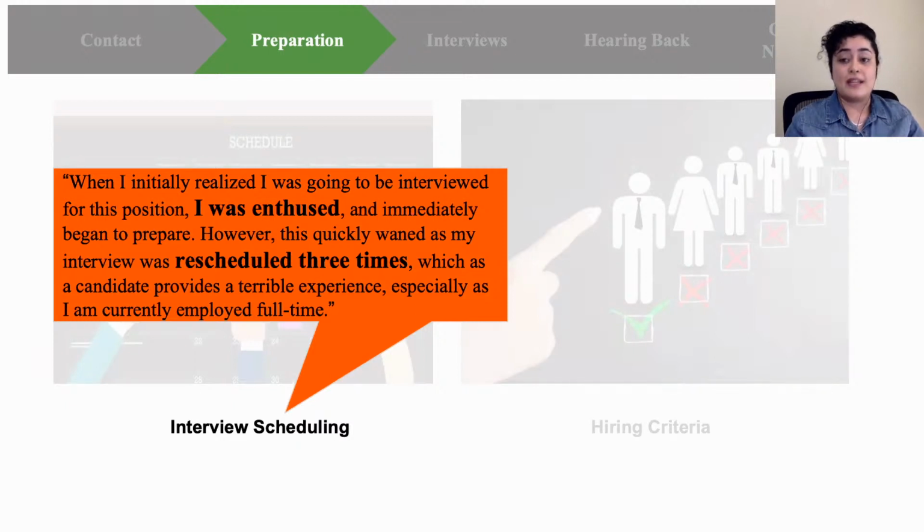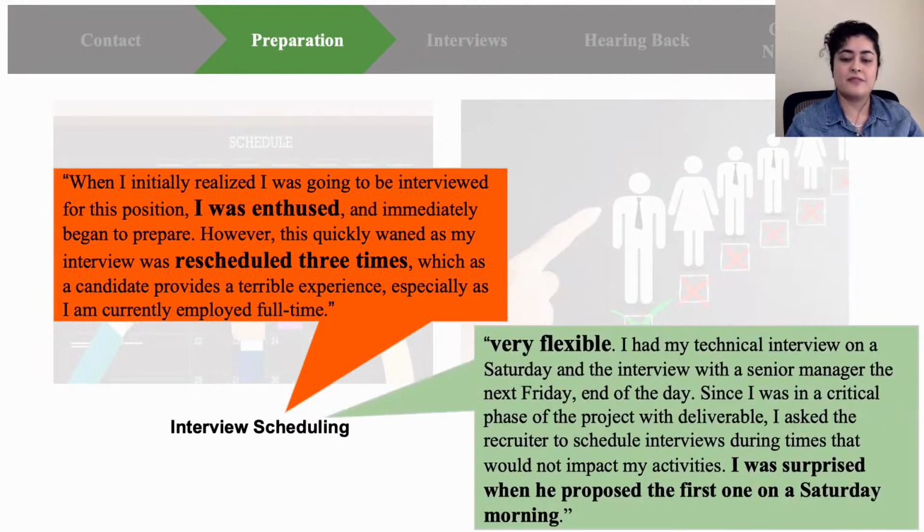When I initially realized I was going to be interviewed for this position, I was enthused and immediately began to prepare. However, this quickly waned as my interview was rescheduled 3 times, which as a candidate provides a terrible experience, especially as I'm currently employed full-time. On the flip side, the candidate reports that they were positively surprised that the company cooperated with them, scheduling their interview to be held on Saturday.